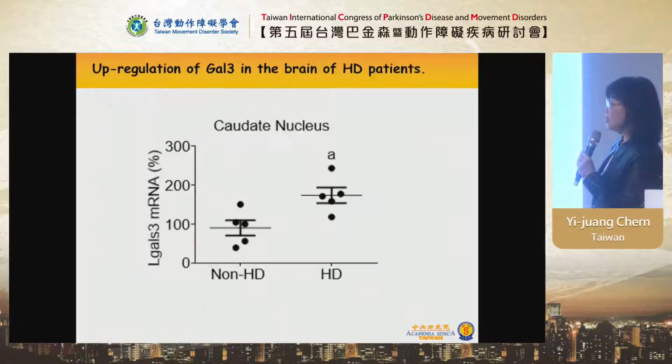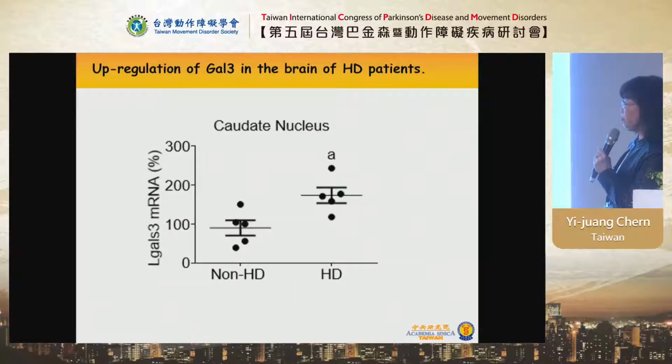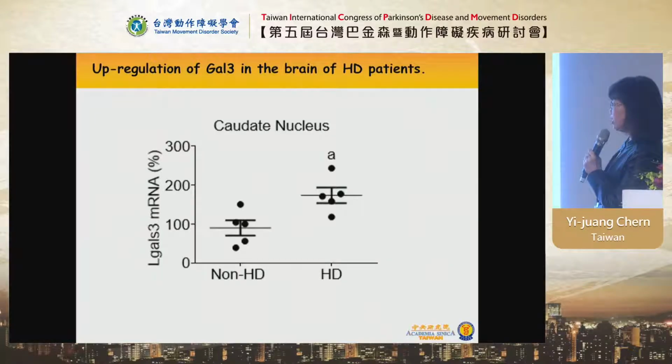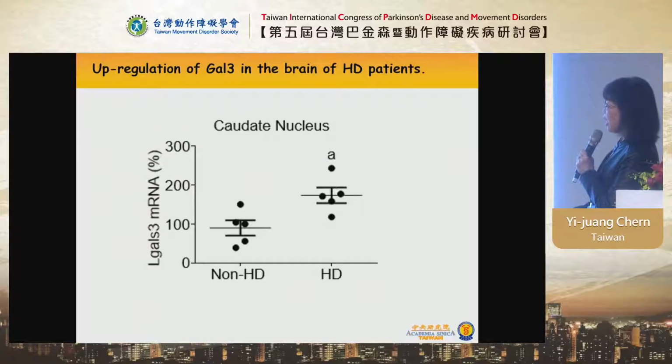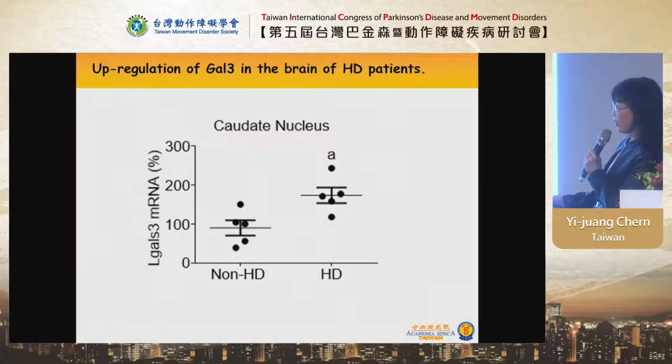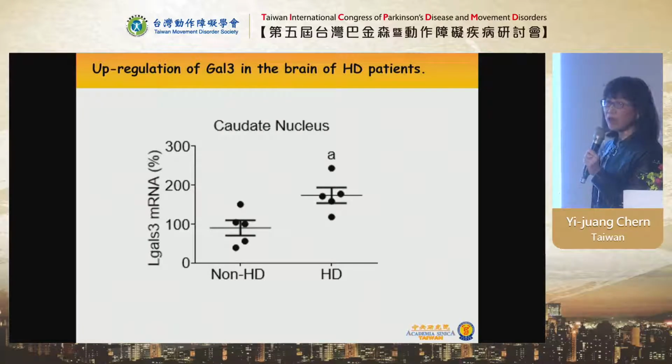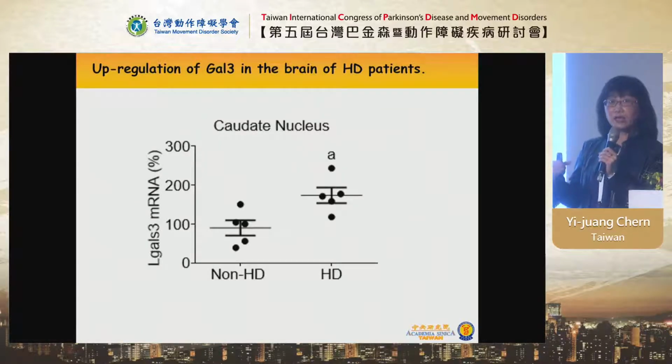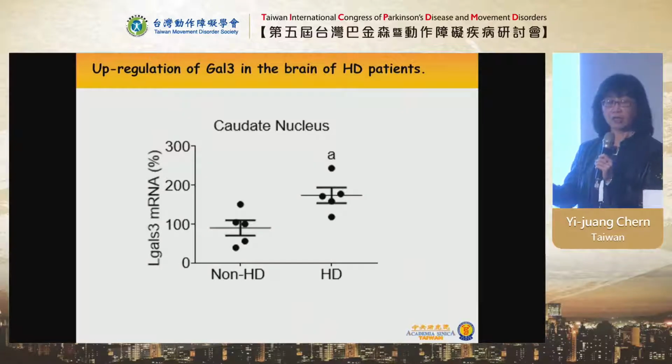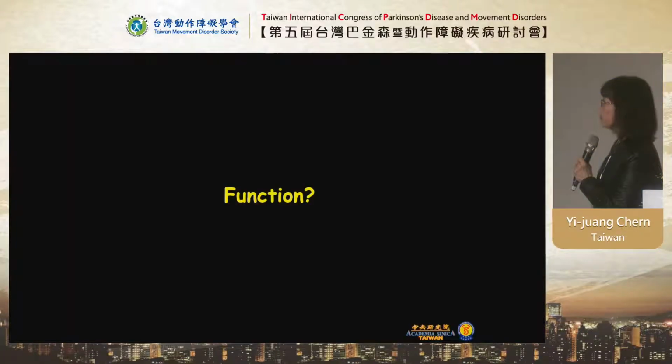But in order to make a treatment, we need to know where it happens and how it happens. So the next thing we do is look at the human brain, normal subjects and the Huntington's brain, and the galectin-3 level in the brain, and we found there's an increase. So the upregulation not only occurred in the blood, but also in the brain. That makes it something that we can work on.